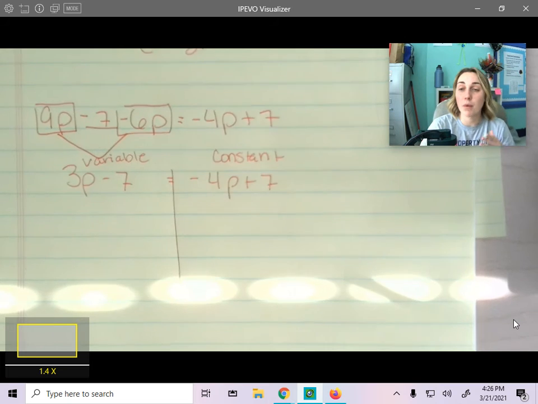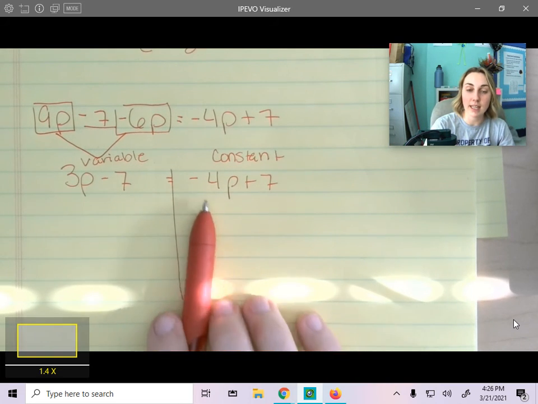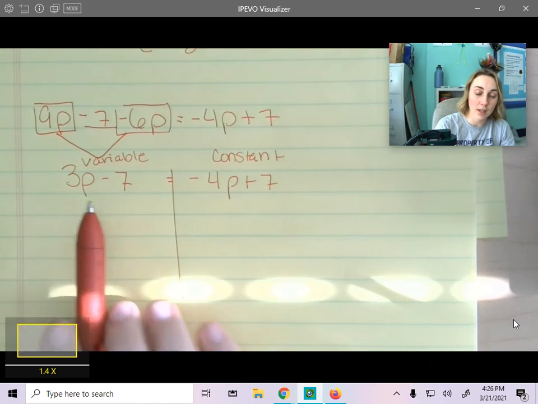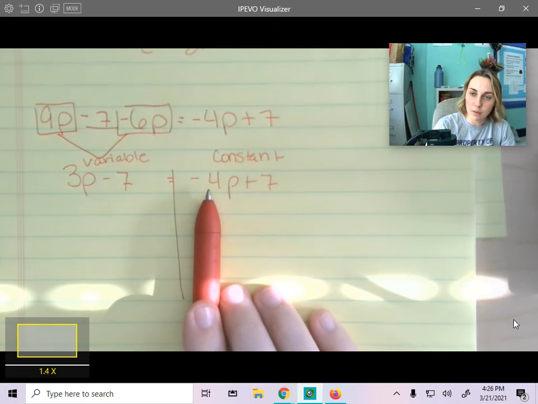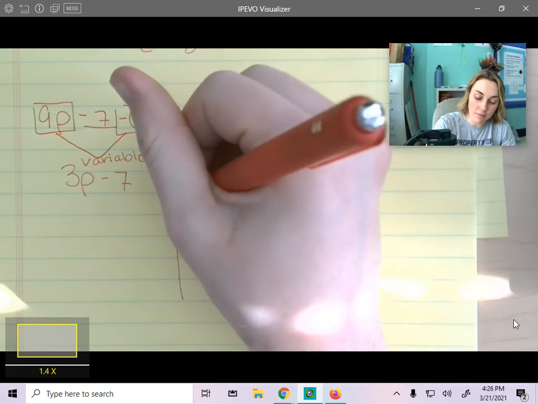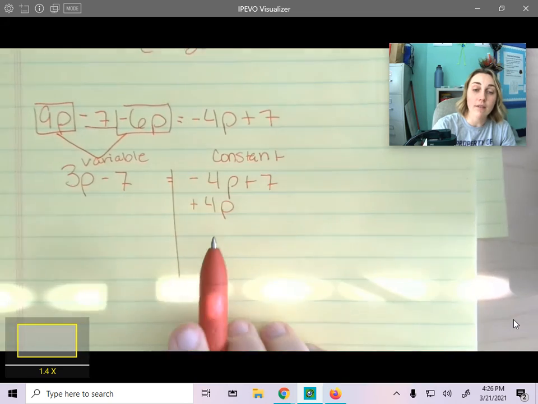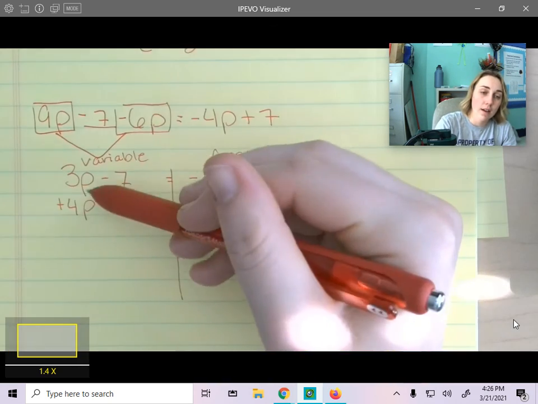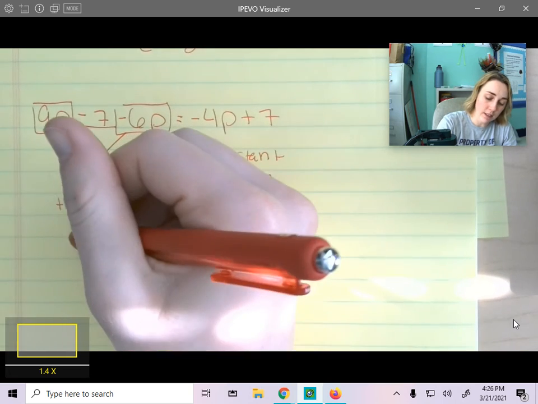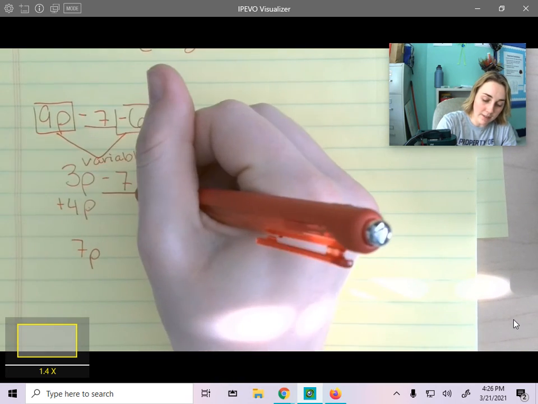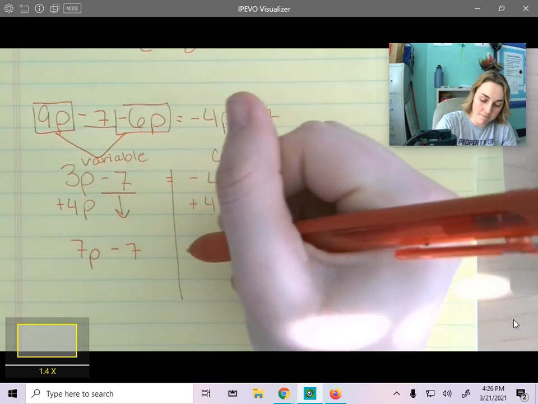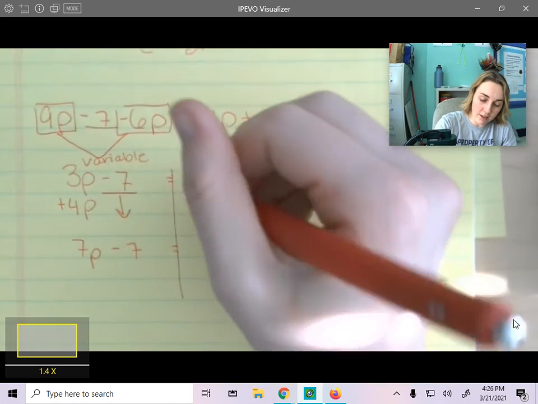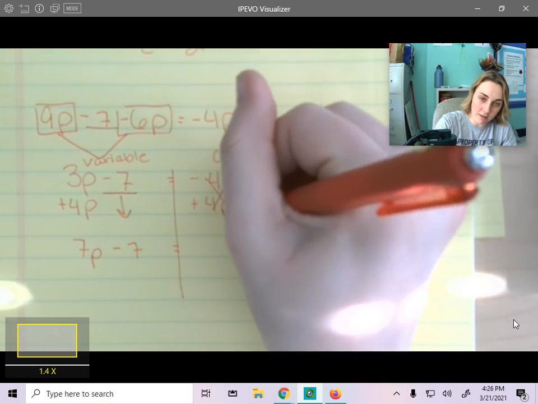Cool. All right, so I want to move my variables first, so I need to get rid of this negative 4p and move it over here. So negative 4p, the opposite, it's going to be addition. If I do it on one side, I have to do the same thing on the other side as well. 4 plus 3 is going to give me 7p. I'll bring down this negative 7. These canceled out, they're opposites, and I'll bring down this positive 7.